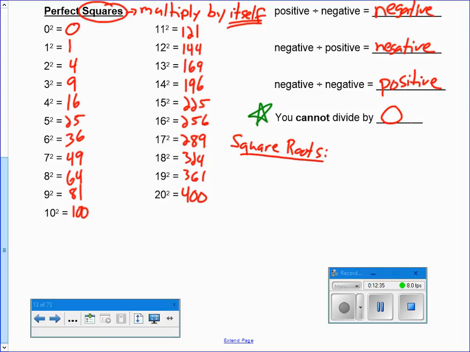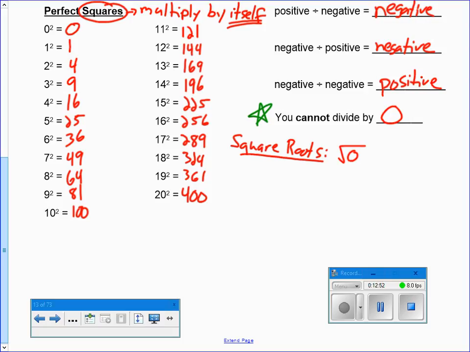So square root is the opposite of squaring. We're taking a number that's been squared and we're finding what number multiplied by itself gives that result. We'll just do the examples going up to 10, and you'll see the pattern. You can fill out the rest for yourself. So this is our symbol for square root.